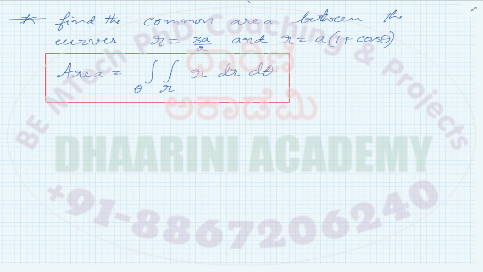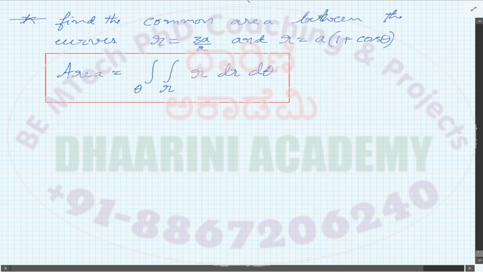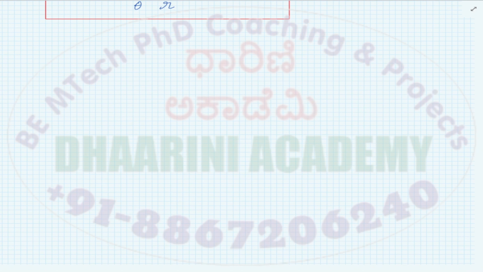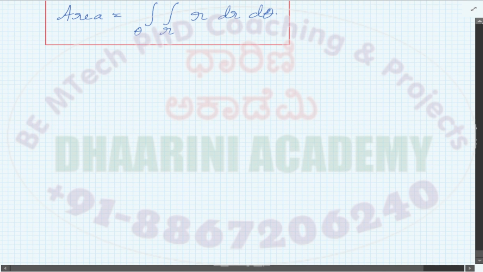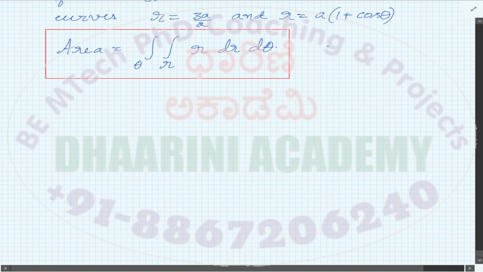Okay, now let's come to the specific question. They're asking the common area between something, right? There are two different curves given. We have to know what kind of curves they are. Only when we know them can we plot and analyze. So let's look at this. r is equal to 3a by 2. It's a constant. We know that r is a radius vector. So radius equals 3a by 2.